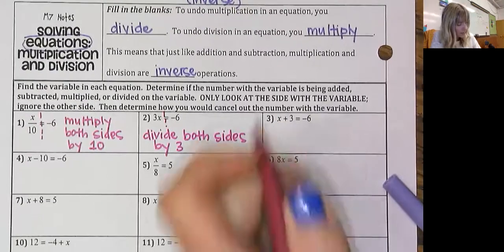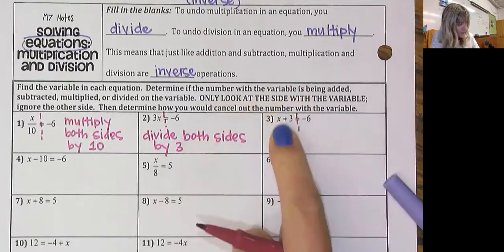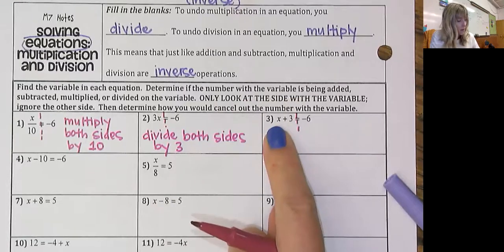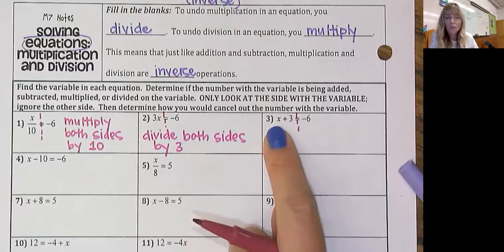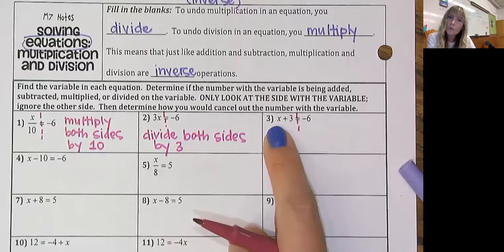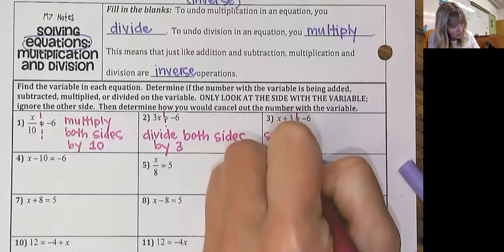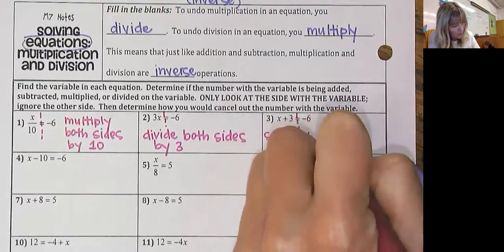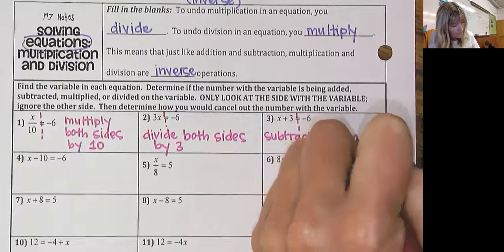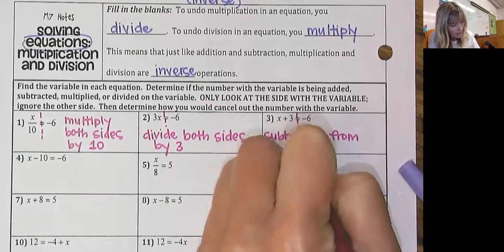Okay, here's number 3. The variable's over here on the Adeline side. What are they doing to the variable? They are adding 3. So if they are adding 3, what are you going to do? You're going to do the inverse operation, and you are going to subtract 3 from both sides.